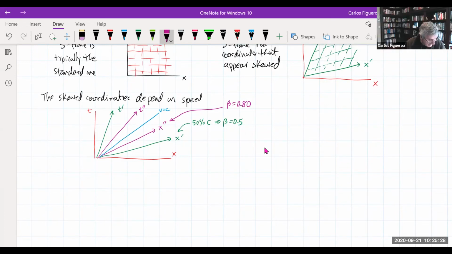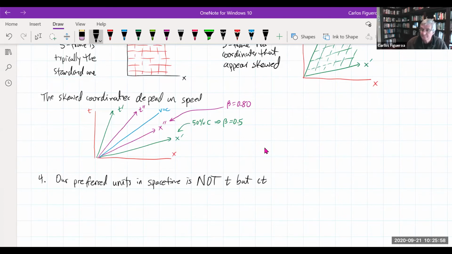And then the last thing, maybe not the last thing, I want to do two more things here. The thing that we should talk about here is that our preferred units in space-time is not T, but CT. Okay? It's CT that we want, not T. And there's a very, very good reason why. So let's think about this here.